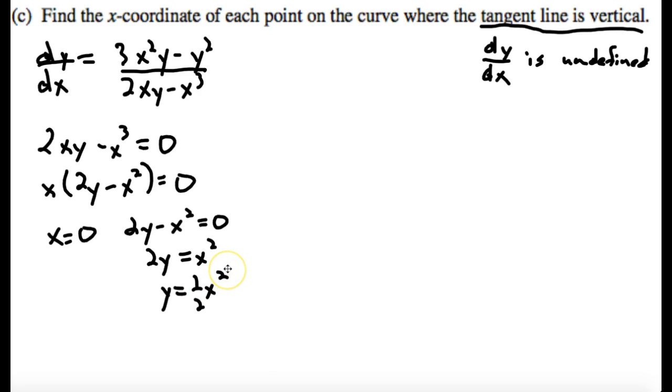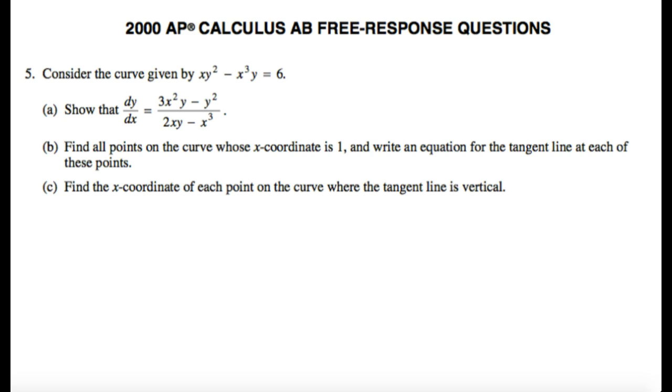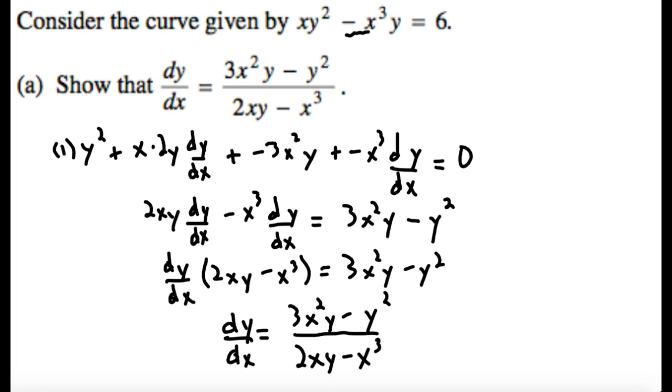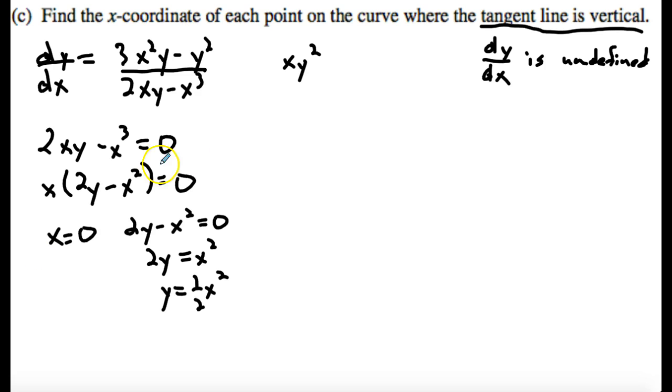So what does this tell me? Well, these are two possible answers, right? Two possible clues to tell me the x-coordinate. Well, this first one, at x equals 0, let's see what happens there. See if that actually works. So if I go back to my original function, I've got, let me write this down here, x times y squared minus x cubed y equals 6.